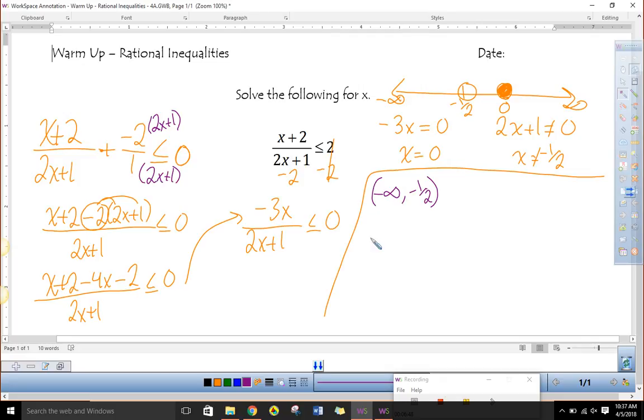Okay. What's my next interval? To 0. What kind of brackets does that get? And then 0 to infinity. What kind of brackets does that get? All right. And what do you need to do?